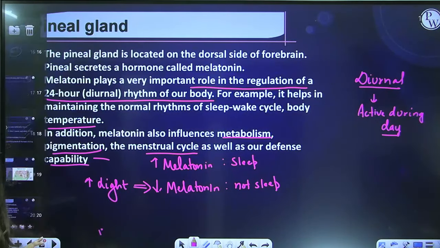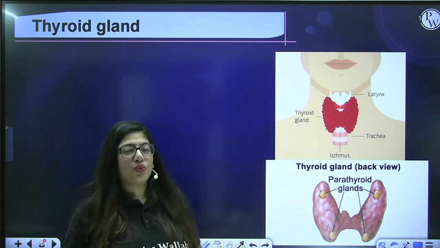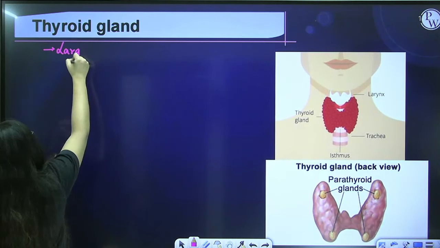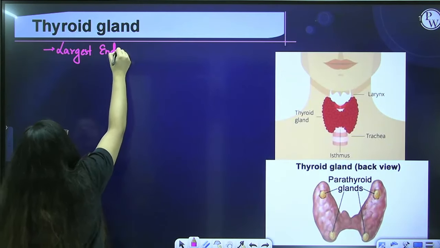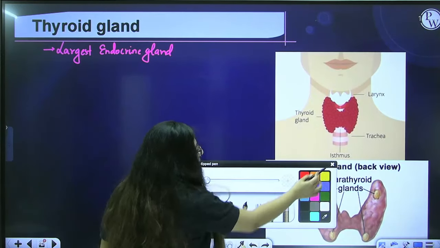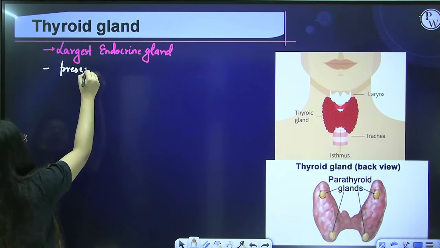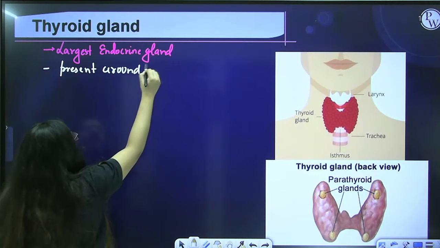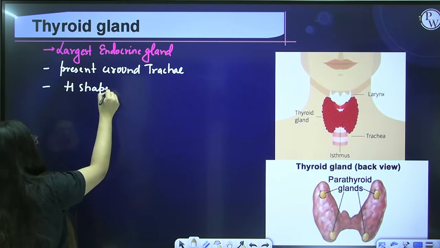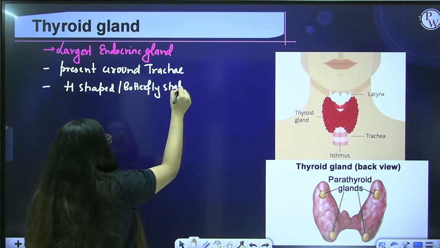Okay, anyways, let's talk about the other gland, that's the thyroid gland. So where is the thyroid gland present? First of all, it is the largest endocrine gland. The largest gland of your body is your liver, but the largest endocrine gland is your thyroid gland. It is present around the trachea. You heard it right, around your windpipe. It's H shaped or butterfly shaped. So now let's talk about the diagrams, which are very important.